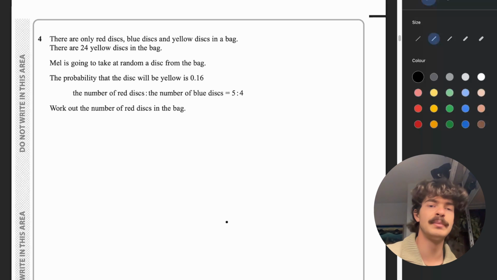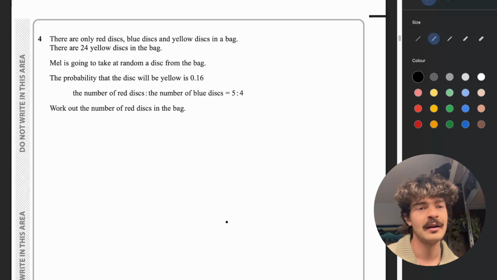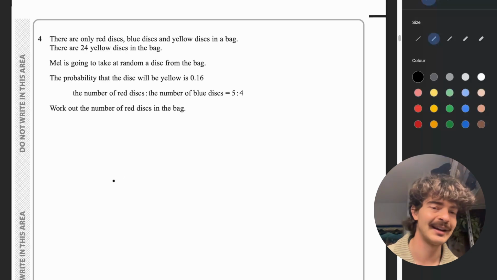There are only red, blue, and yellow discs in a bag. There are 24 yellow discs in the bag. Okay, so we're learning some facts straight away. Yeah, okay, so we've got discs. We've got the probabilities as well. Okay, I can see where this is going.